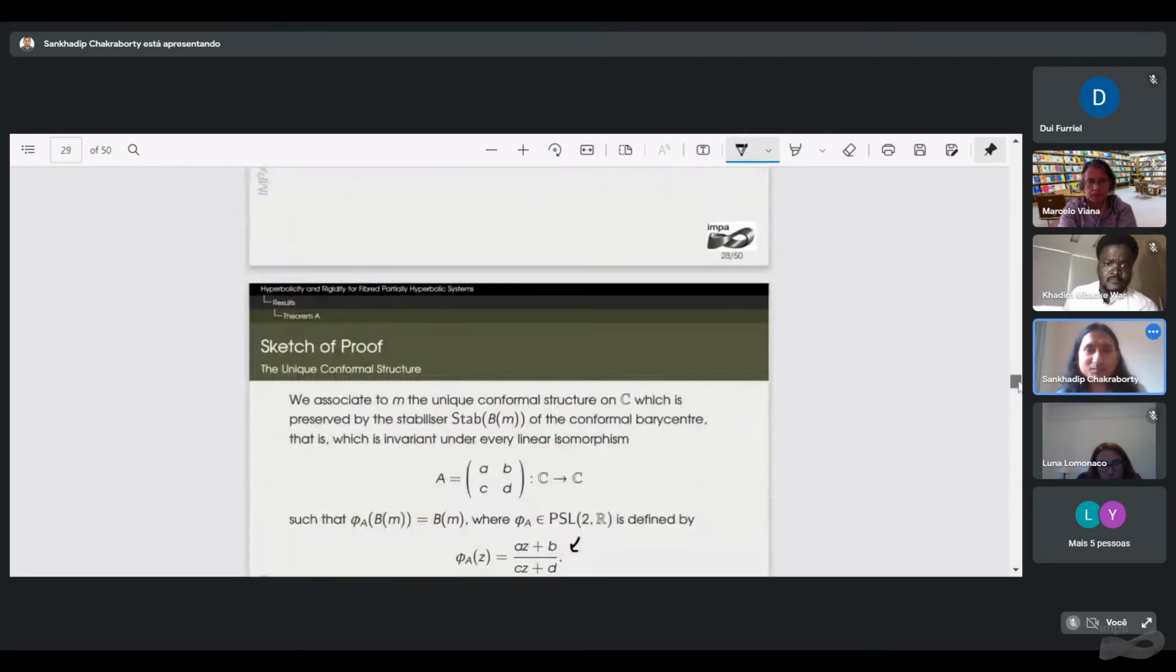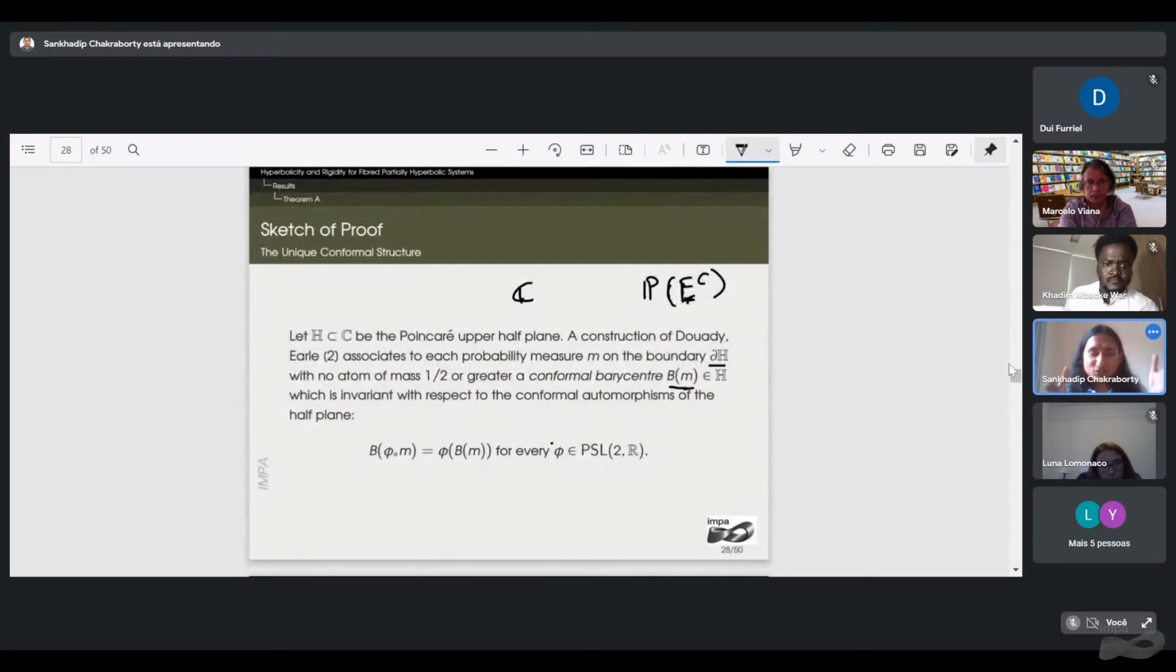Maybe this was very fast, so let me go back a little bit. What is happening is, from the disintegration, from the measure, using Douady-Earle, we go to the conformal barycenter B_m, and from the conformal barycenter we construct a conformal structure. Remember that the measures are invariant under the dynamics and also invariant under the holonomies. For that reason, the same invariance holds for the conformal barycenter and the conformal structures as well.